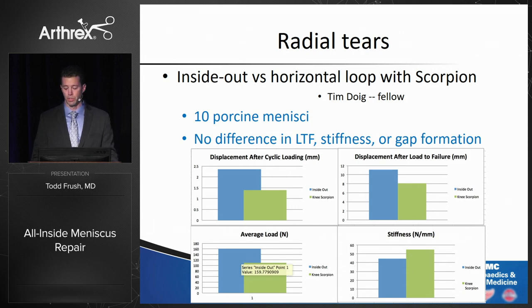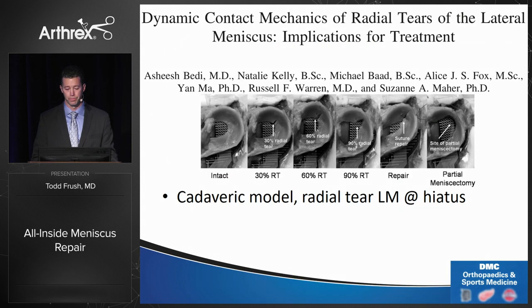One of our fellows, Tim Doig, compared inside-out sutures versus a horizontal loop suture with the scorpion and found that the horizontal loop suture was as effective as inside-out sutures. There were no differences in load to failure, stiffness, or gap formation.